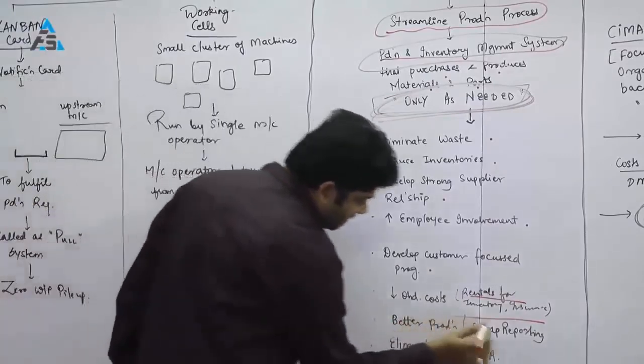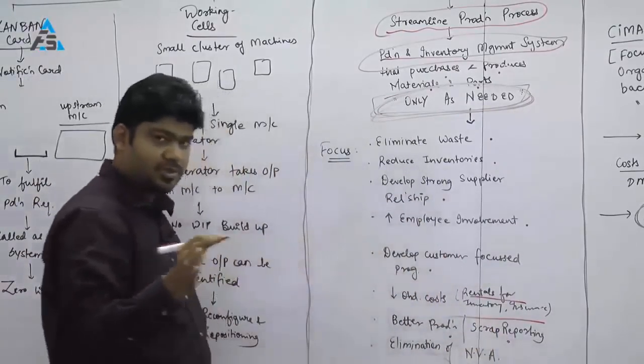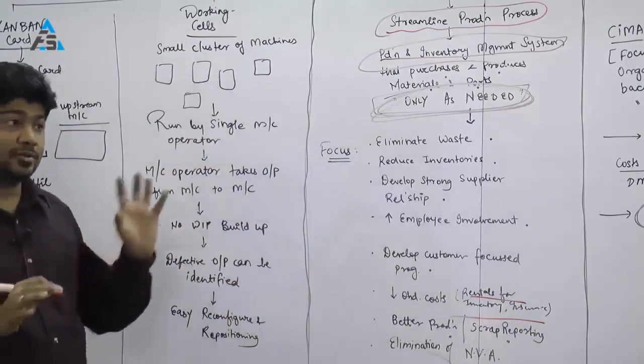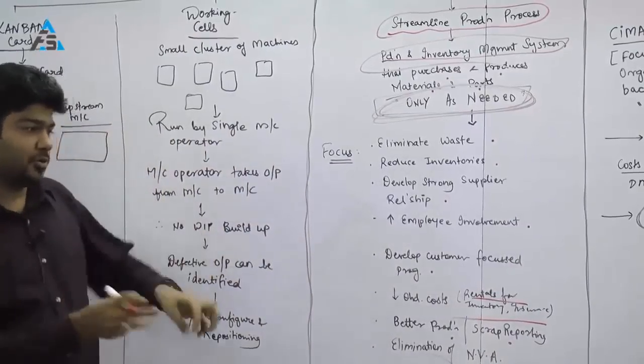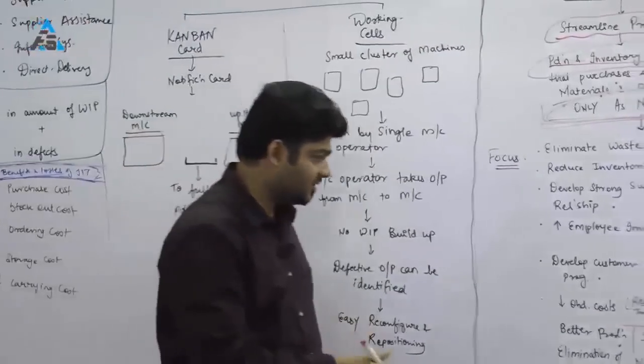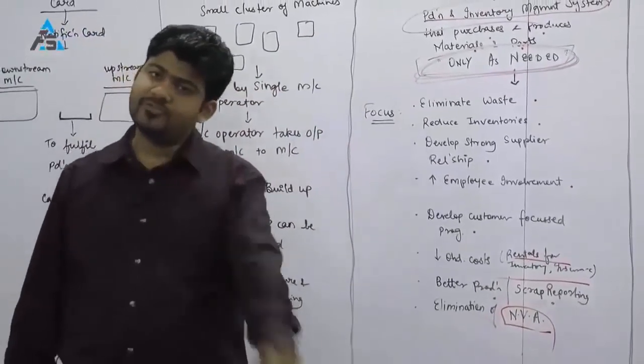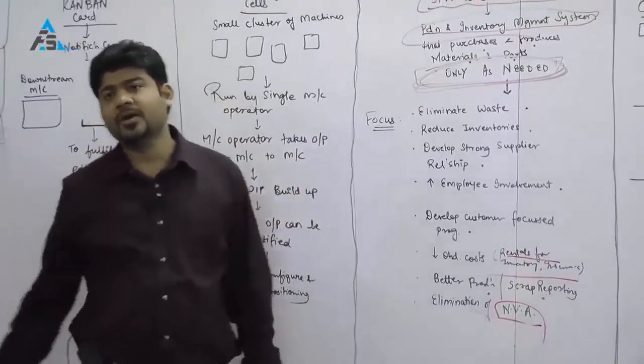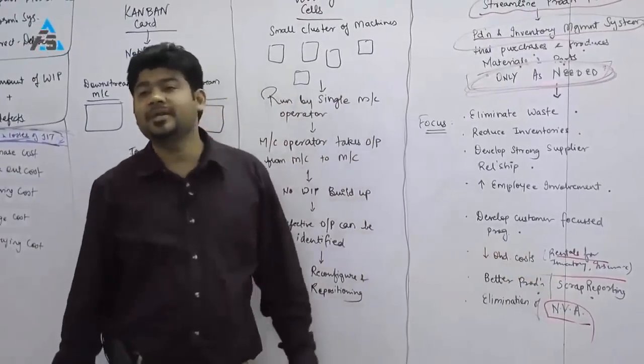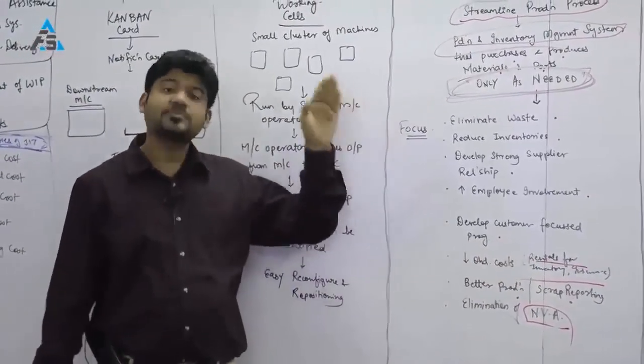बेटर प्रोडक्शन एंड स्क्रैप रिपोर्टिंग, उस हिसाब से मुझे पता चल जाए भाई कितना एक्चुअल स्क्रैप हो रहा है, क्योंकि अभी मंगा है, अभी प्रोडक्शन किया, तो अभी जो स्क्रैप गया है वो सामने सामने दिख जाएगा. एलिमिनेशन ऑफ नॉन वैल्यू एडेड एक्टिविटीज, कोई भी नॉन वैल्यू एडेड एक्टिविटी रहेगा वो भी मैं फिर मंगाऊंगा ही नहीं, अकॉर्डिंगली इट विल बी एलिमिनेटेड. सो फोकस पॉइंट ये है.